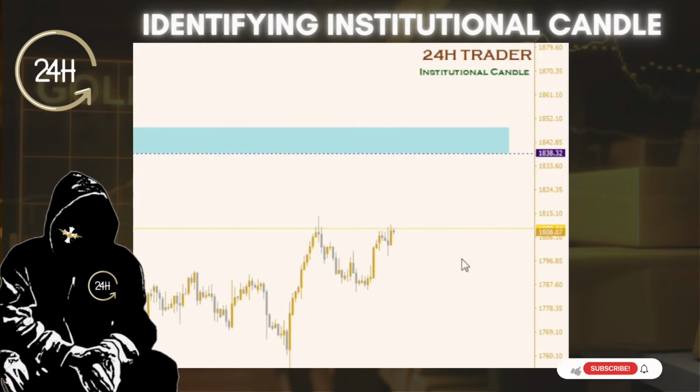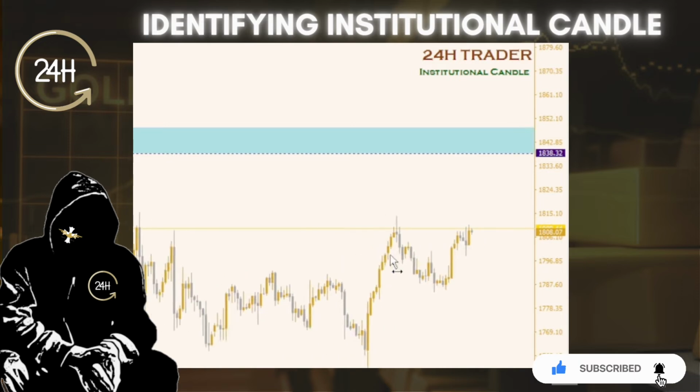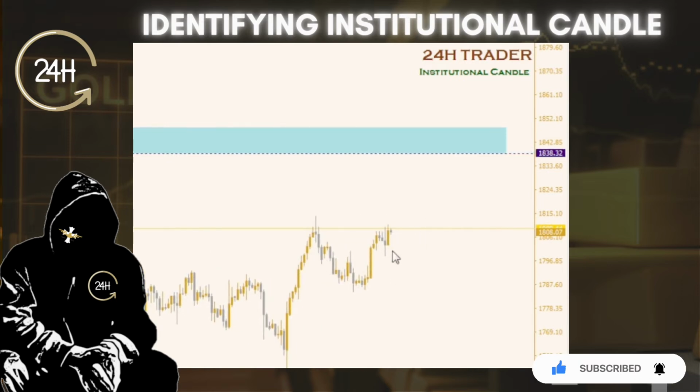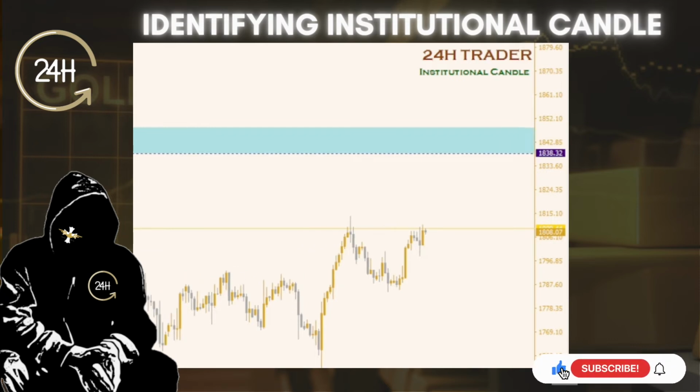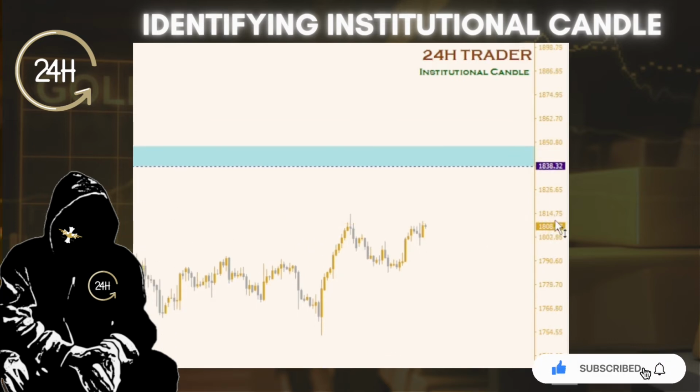So it's a long-term swing trade. I still have my open position on this, and I will post it at the end of this video if you want to see my open position for this one. But I only aim for 1837. The take profit is at 1837.